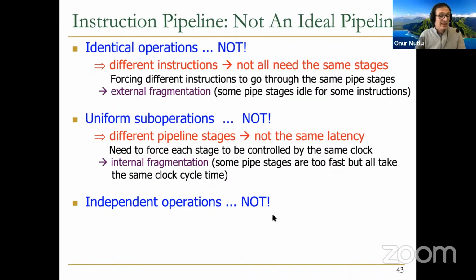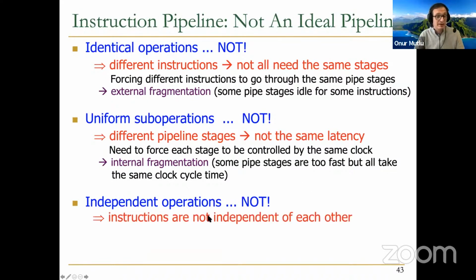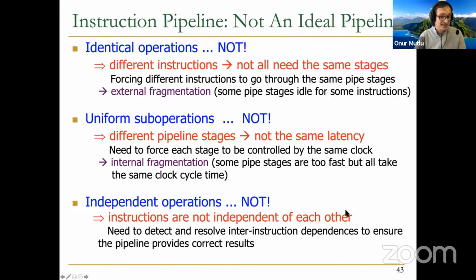And finally, independent operations. That's not true also. Basically, instructions are not independent of each other, as we have discussed. You need to detect and resolve inter-instruction dependencies to ensure the pipeline provides correct results. Now, that's not always true, of course, right? There could be a sequence of code where all instructions are independent of each other, and that's great. In that case, the pipeline is perfectly full. But this is not always the case.